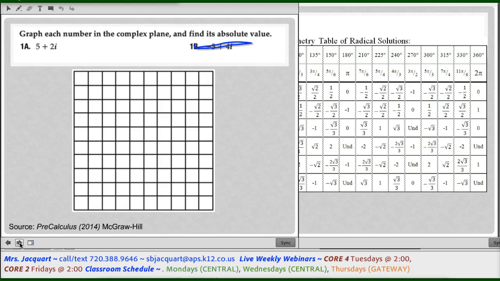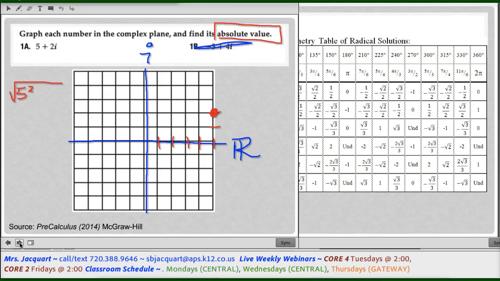So if we're going to graph this, let's create our axes. So these are real, these are our imaginaries. If we're going to go over 5, 1, 2, 3, 4, 5, then up 2. There it is. And then if we want to find its absolute value, we take the square root of 5 squared plus 4 squared. So the absolute value of that complex number is the square root of 29.